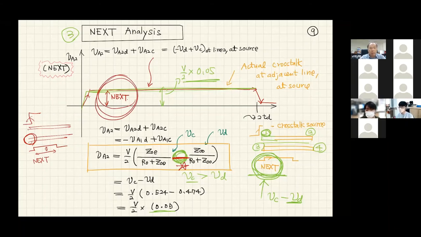At this moment, I'm going to show you this one. I'm not sure how I can go back and forth, but you see here somebody measured the near end crosstalk as you can see here.